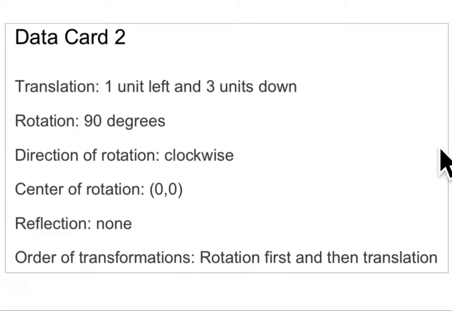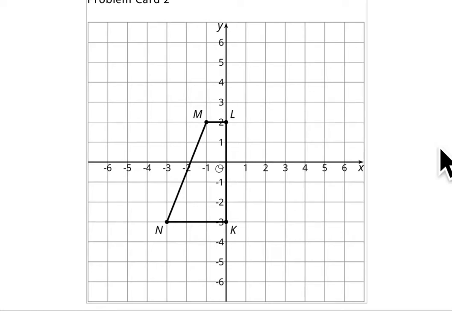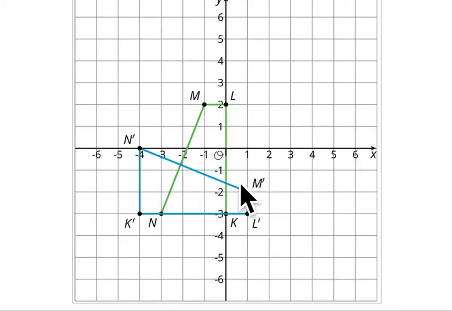The second one, here's a data card for the second transformation. So there's 2 data cards and 2 images. And here's the image that goes with that data card. And this image goes through a sequence of transformations and ends up here. And actually this one you can see there's a rotation. You can see that, and it's probably a 90-degree rotation. It looks like this goes 90 degrees and ends up down here.